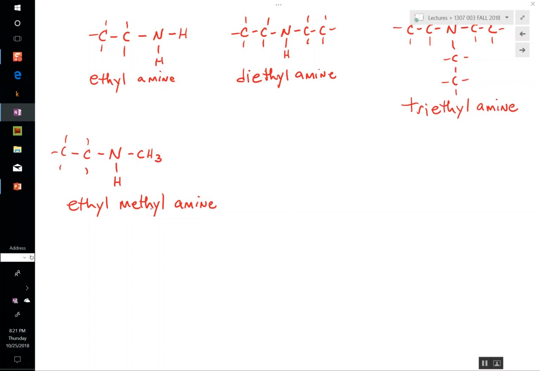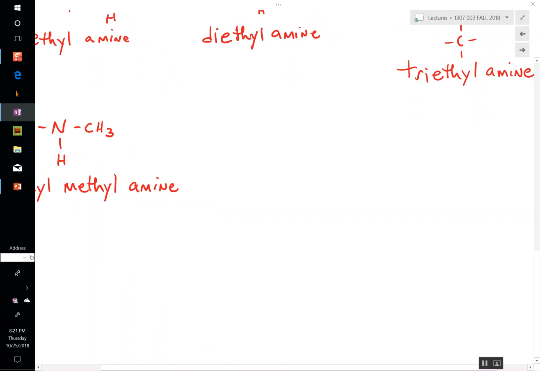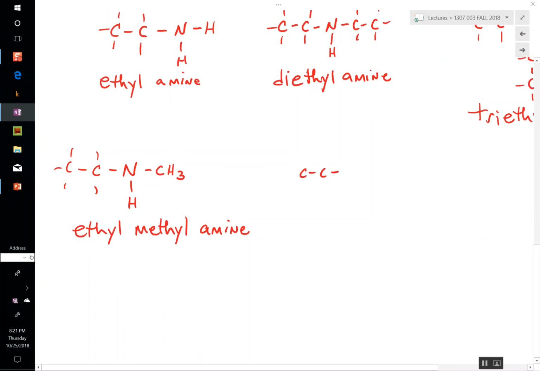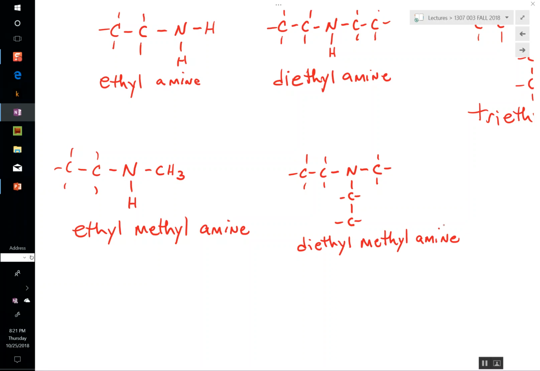All right, so now I'm just playing with 2 of the substituents, and you can see all different kinds of permutations that you can get in there. Okay, you could have 2 ethyl groups and 1 methyl group, and you've got diethylmethylamine. You could have 2 methyls and 1 ethyl, etc., etc., etc. So all I'm saying is look at a simple amine.